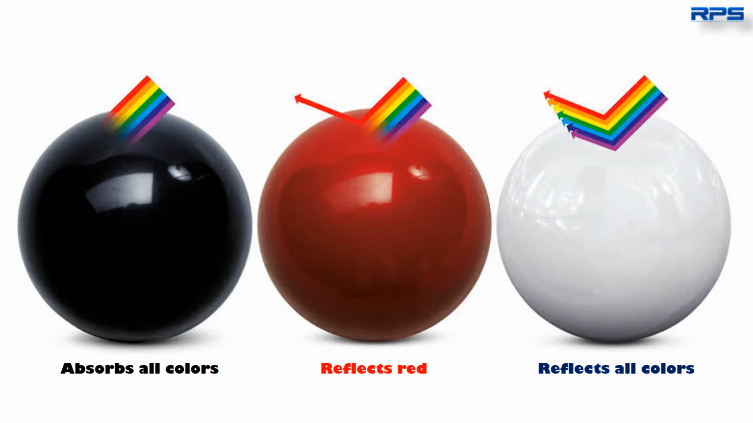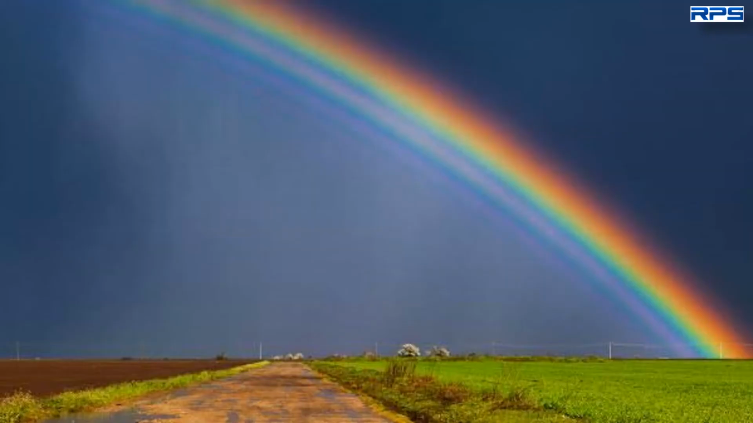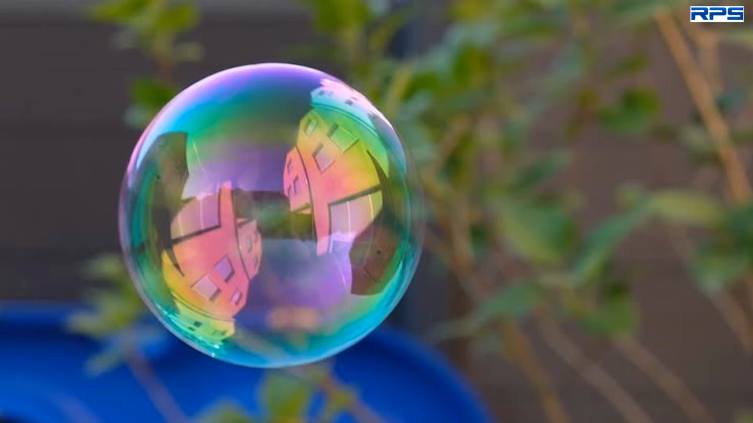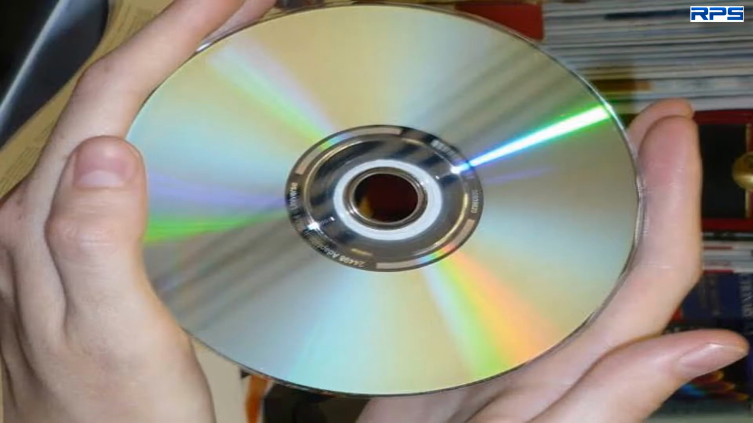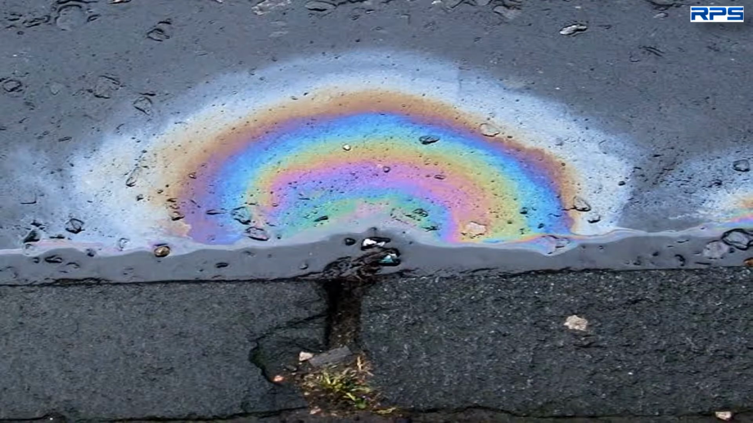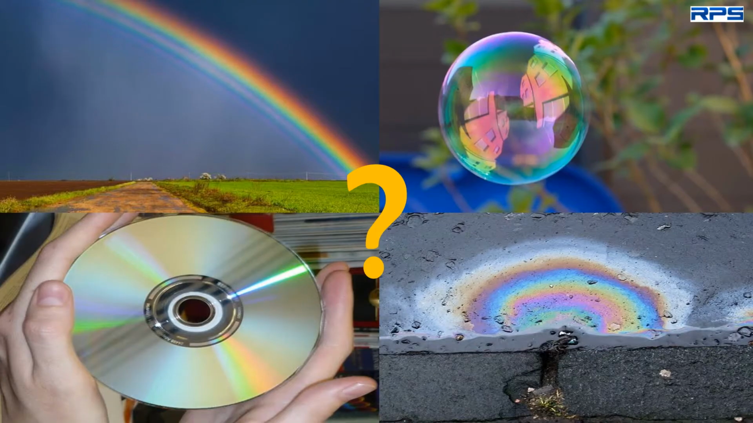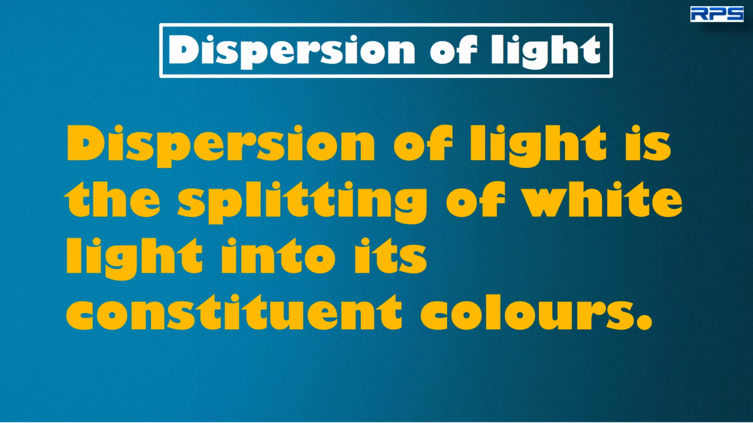You may have observed a rainbow in the sky, vibrant colors on soap bubbles, colors on compact disc, and oily water on the ground. Do you know how this happens? This is due to the dispersion of light. Dispersion of light is splitting of white light into its constituent colors. Let us try to understand dispersion of light using a prism.